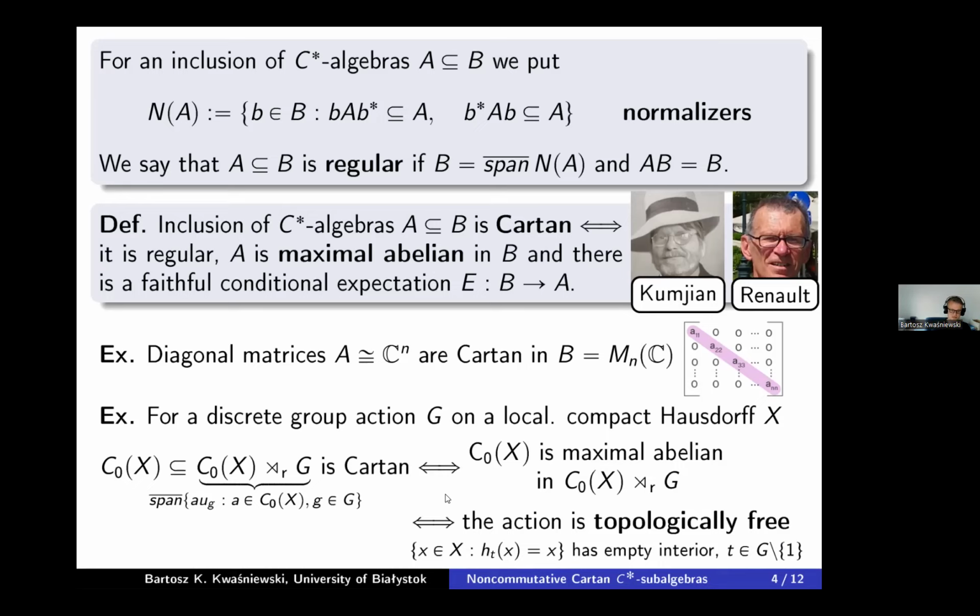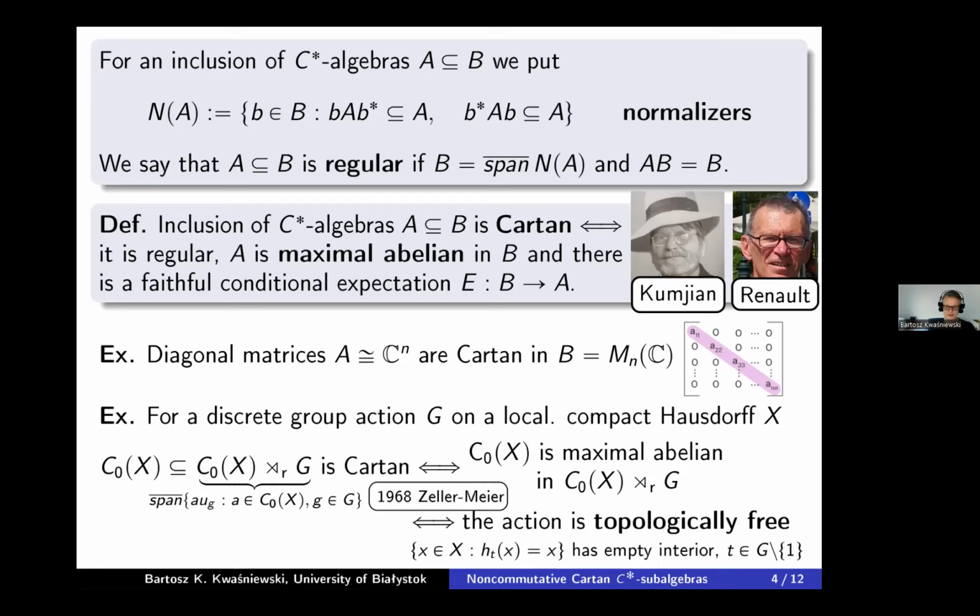In fact, this was already observed by Ralf Meyer when he introduced his twisted products. So I think this is the first time where this topological freeness condition in fact appears. I mean, he doesn't call it topological freeness. I think the name comes from Yama.